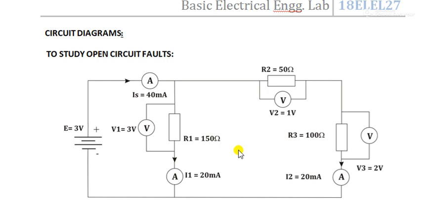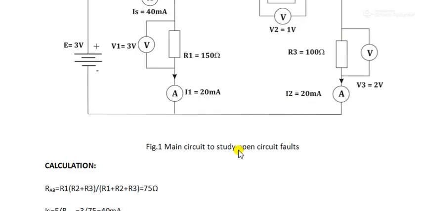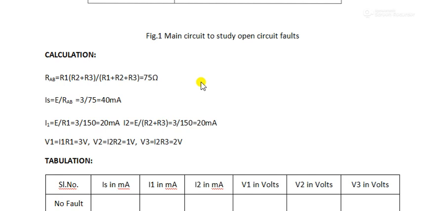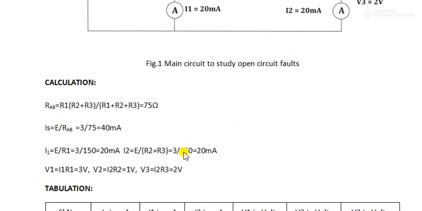So you can create a fault in this circuit, right? Before going to the fault, let us see how you can do the theoretical calculations. You can use the equivalent resistance RAB, that is R1 into R2 plus R3 divided by R1 plus R2 plus R3, which will give you 75 ohm. How do I get IS as 40 milliamperes? E is 3, RAB is 75, so you get 40 milliamperes.